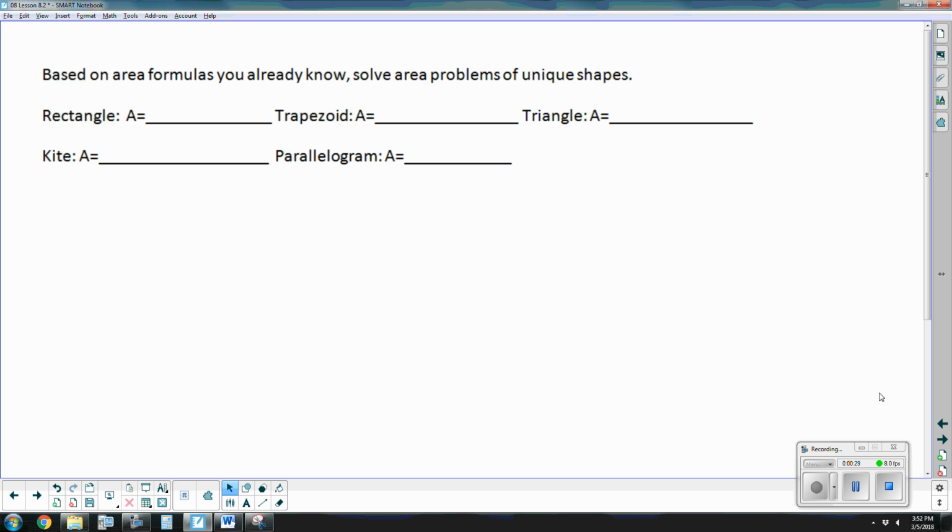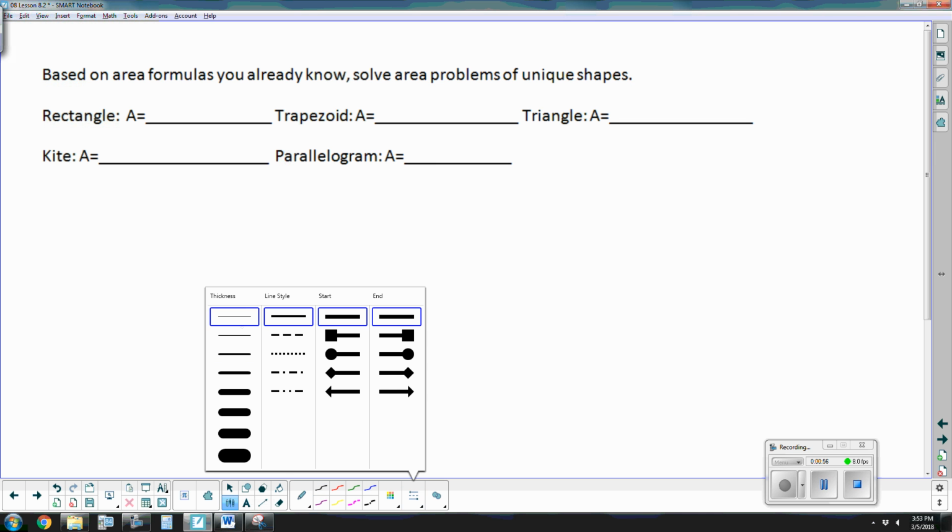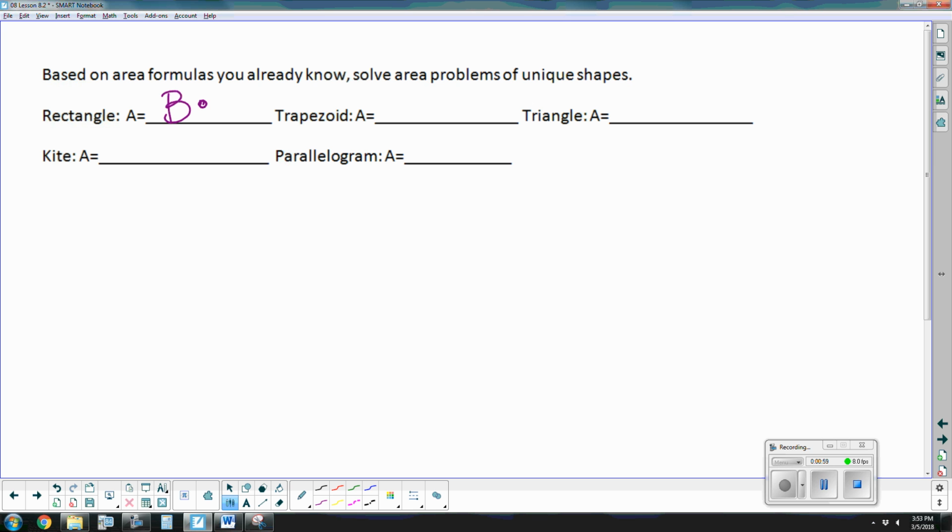So just quick as a review, let's go over the formulas that we already know about area, because we'll use these shapes: rectangle, trapezoids, triangles, kites, and parallelograms. We'll use those shapes in more abstract shapes in order to estimate area. So let's start just by looking at the area of a rectangle. And we define the area of a rectangle as base times height. The trapezoid, we said half of base 1 plus base 2 times height.